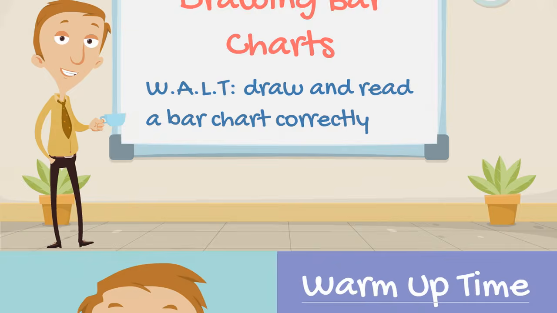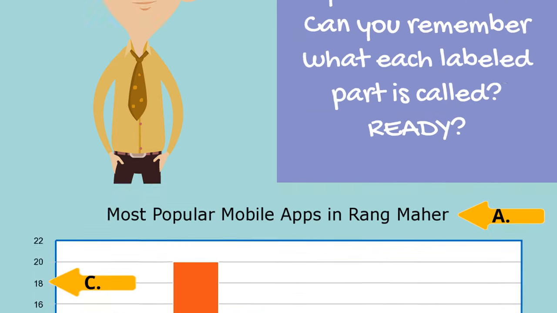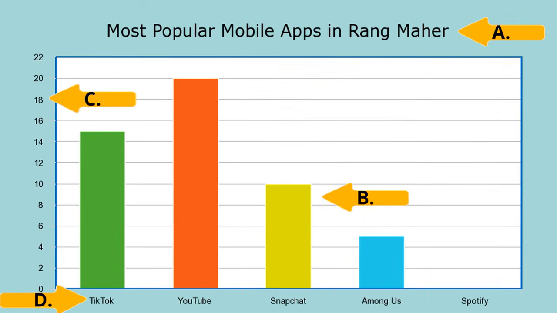I'm going to show you a bar chart. Can you remember what each of the labelled parts are called? Ready? Okay, have a look at this. So when you're ready, pause the video and tell me what is part A, what is part B, what is part C, and what is part D. Try to remember from the last lesson. Pause the video when you're ready.